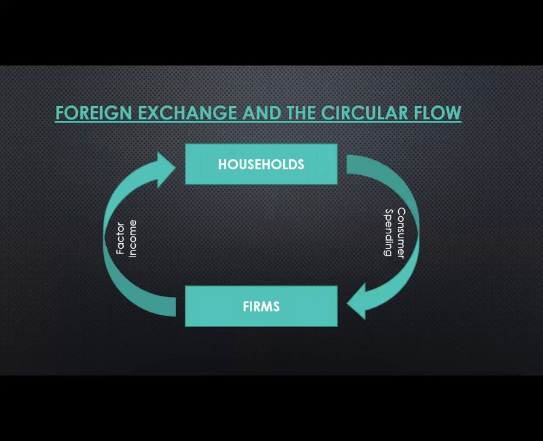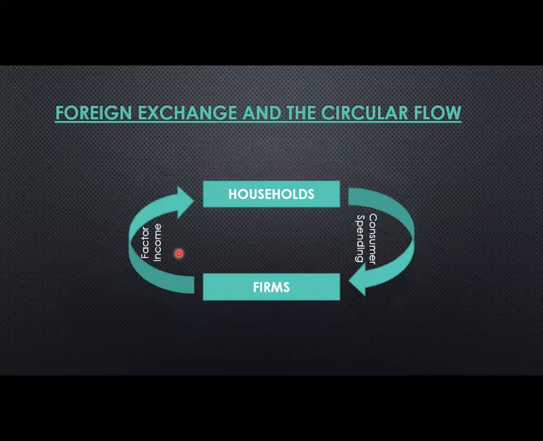Now, I want to demonstrate foreign exchange by means of a circular flow diagram because it's the easiest comparison to make. An economy is in equilibrium when there are no leakages and no injections, or where leakages are equal to injections. This means that households earn an income for their factors of production. They use all of their income to spend at firms. And then firms use all of their income to pay the factors of production. And we all know it doesn't work like that.